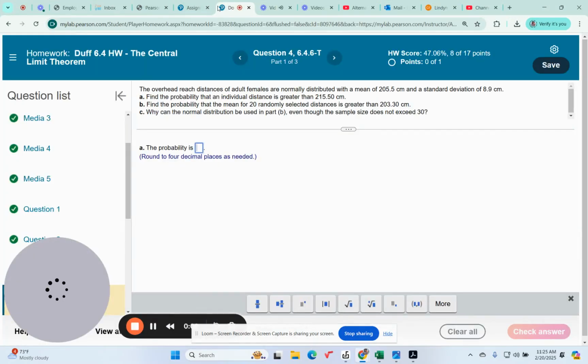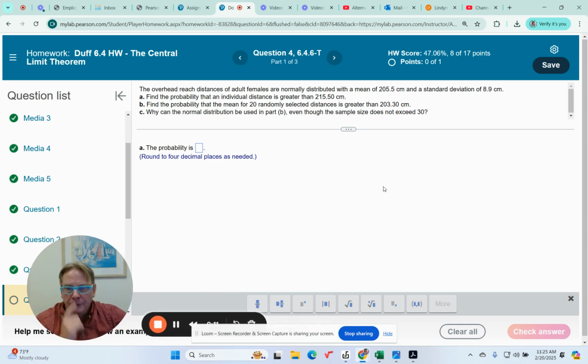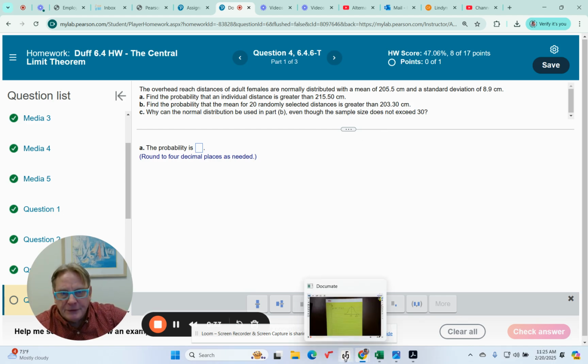All right, let's take a look at 6.4, question number 4. The overhead reach distances of adult females are normally distributed with a mean of 205.5 centimeters and a standard deviation of 8.9 centimeters. Find the probability that an individual distance is greater than 215.50 centimeters. Okay, so first thing I did is I just wrote this information down.